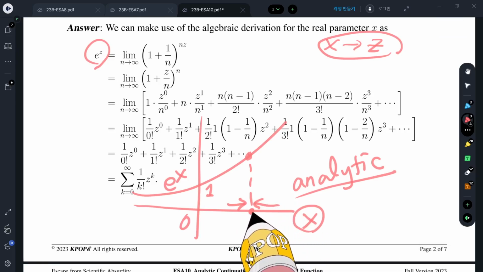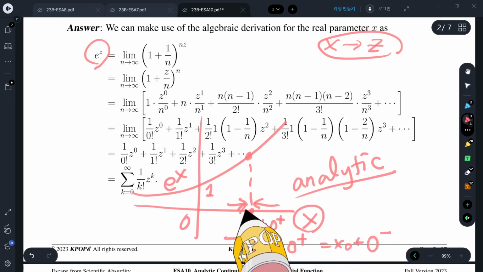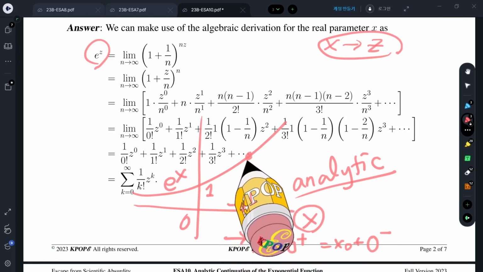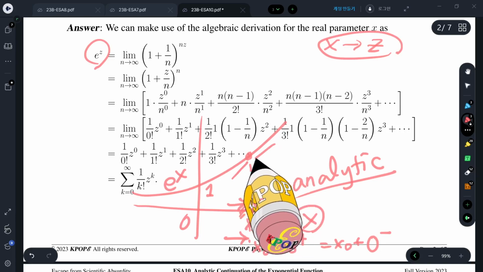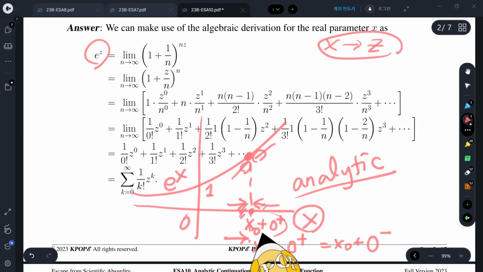One direction is from some value bigger than this, so from x0 plus 0 on the positive side, and from the left side we can approach x0 by x0 minus 0 plus, or x0 plus 0 minus on the left. This is on the right. So when the derivatives from below and from above are the same, we say we have a single derivative at a fixed point.